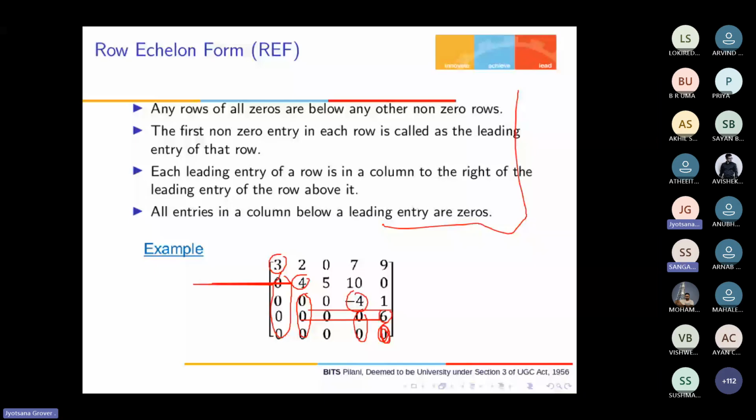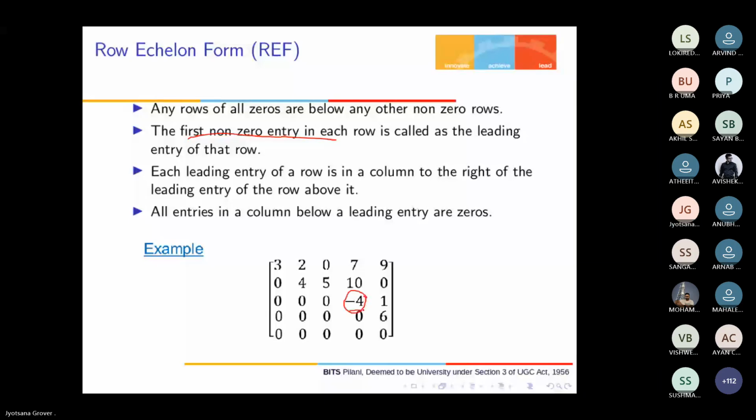Ma'am, just one doubt here. Can I interrupt? Yeah, sure. Please go ahead. In the third row, what will be the leading entry? Will it be 0 or -4? No, see the leading entry definition. It is the first non-zero entry in each row. So -4 is the first non-zero entry of row 3. So this is the leading entry.